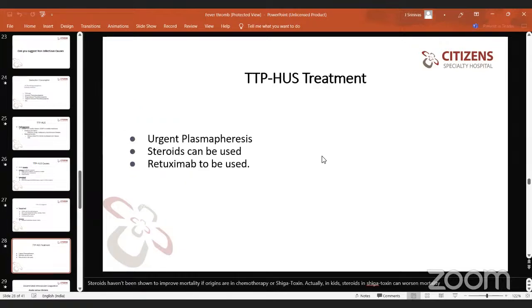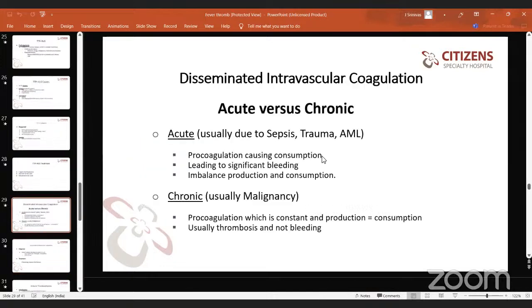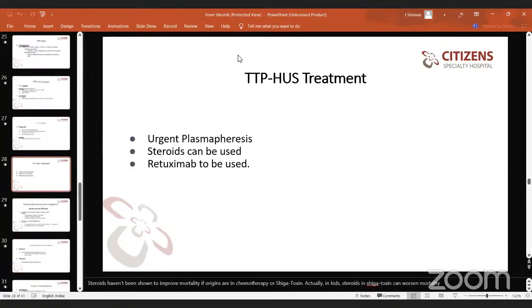So this is like an emergency. We see arterial ischemia most of the times in these patients and multi-organ failure. They rapidly progress to multi-organ failure and they die. So urgent plasmapheresis is required. Steroids can be used, and rituximab can be used, but this is in the later stages. The urgent initial treatment of choice in this patient of TTP, HUS is plasmapheresis. Any questions?